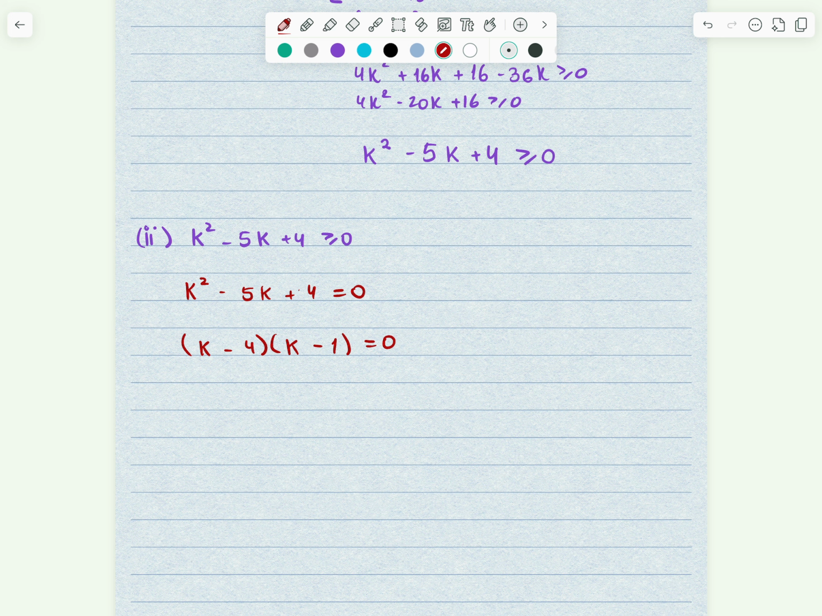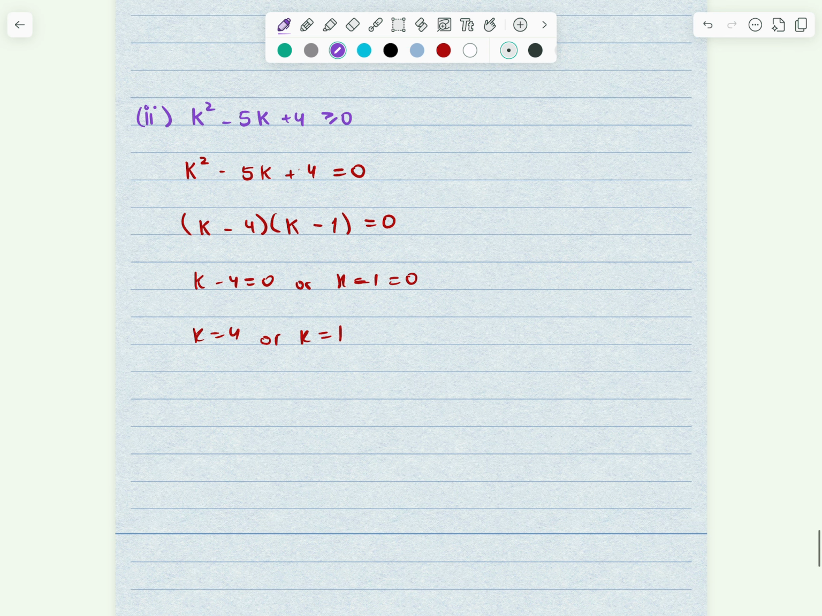k minus 4, k minus 1: k squared minus k minus 4k plus 4, just double checked it. Then find the roots. How do you solve the factorized quadratic equation? Set each factor equal to 0: k minus 4 equals 0, or k minus 1 equals 0, where k is 4, or k is 1.